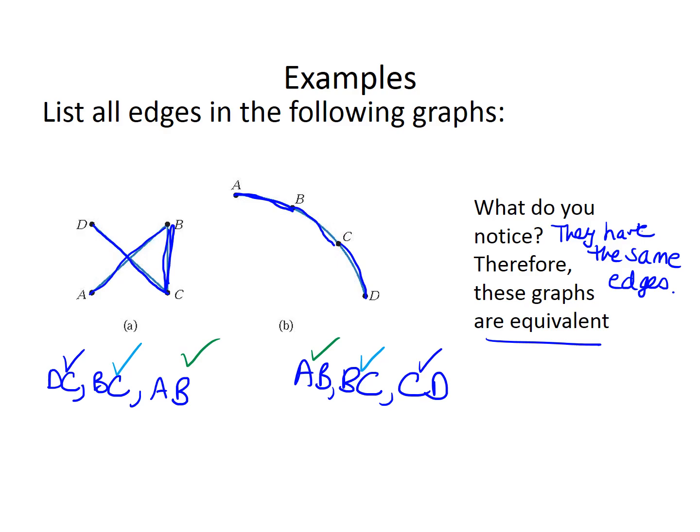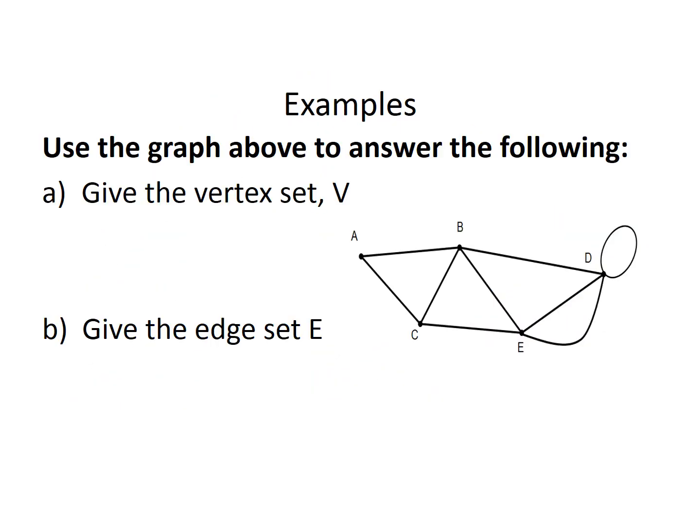It doesn't matter how you draw out the graphs. How I might draw out a graph might be different than yours, as long as we have the same edge set and vertex set. So all you really want to show is that AB is connected, BC is connected, and CD is connected, and both of those graphs do that, so these graphs are equivalent.